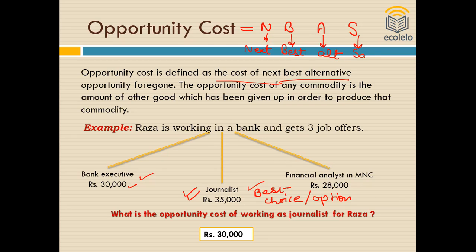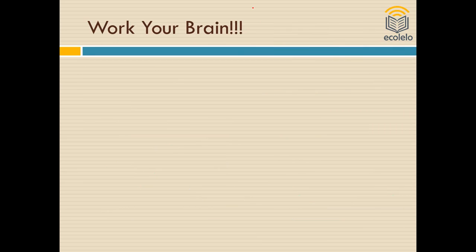S, sacrificed. Clear? So it is N BAS. What is opportunity cost? It's N BAS. Let's move ahead. Work your brain.